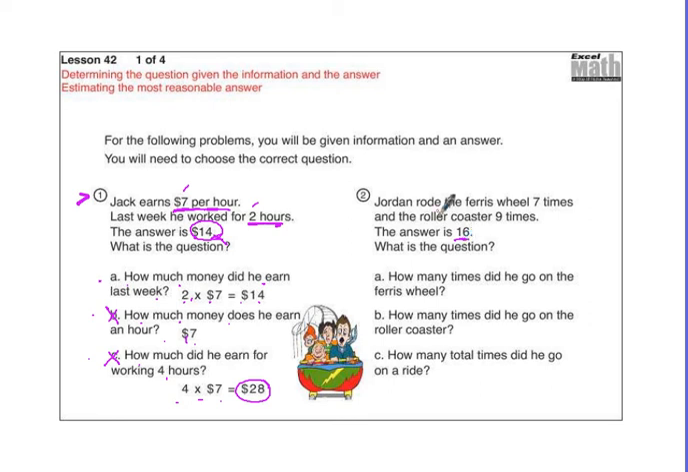Okay, so the question says, Jordan rode the Ferris wheel 7 times and the roller coaster 9 times. The answer is 16. How many times did he go on the Ferris wheel? He went on the Ferris wheel 7 times. That's not going to be it. How many times did he go on the roller coaster? 9 times. How many total times did he go on a ride? 9 plus 7 equals 16. That is the correct answer.